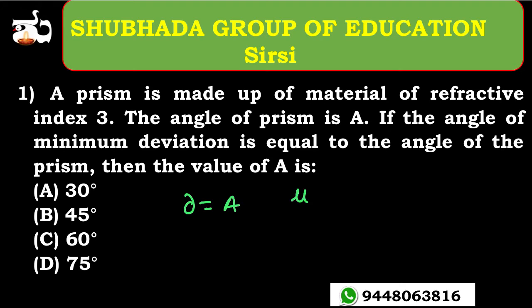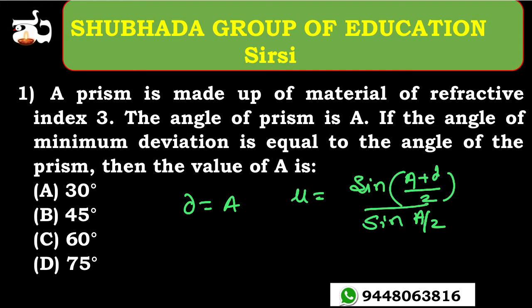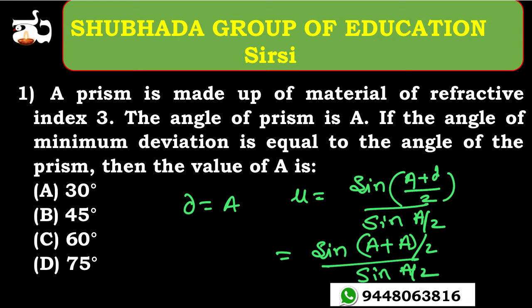Suppose I use the formula mu is equal to sine of (A plus delta) divided by 2, divided by sine of A by 2. What will I get here? In simplified version it should be sine of (A plus A) divided by 2, divided by sine A by 2. The refractive index mu is given as root 3, so take it as root 3 here. Option C, 60 degree, is the right answer.